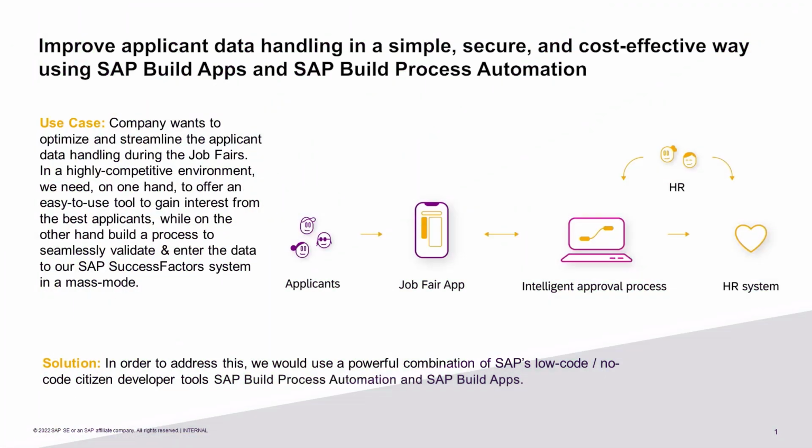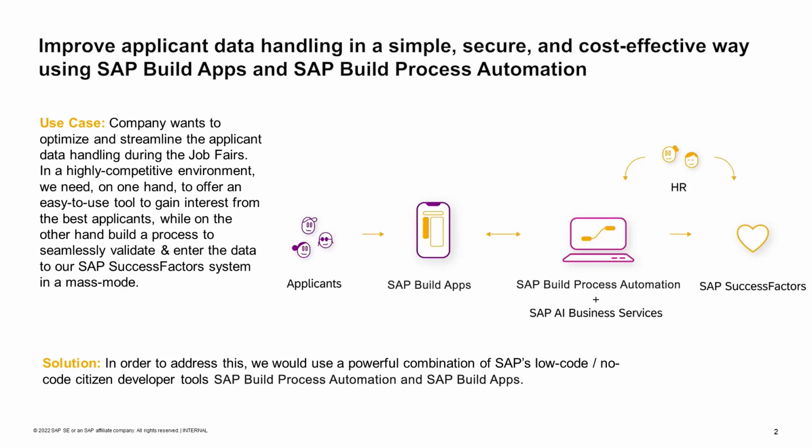I'll now take on the role of that colleague in the automation office and show you how to improve applicant data handling with two products from the SAP Build low-code no-code portfolio, SAP Build Process Automation and SAP Build Apps. This process improvement will give candidates at an on-site job fair the opportunity to apply while still being at the booth. With an app built in SAP Build Apps, applicants can screen for open job positions, select the ones relevant to them, and apply directly by scanning their job fair badge with the camera of their phones.